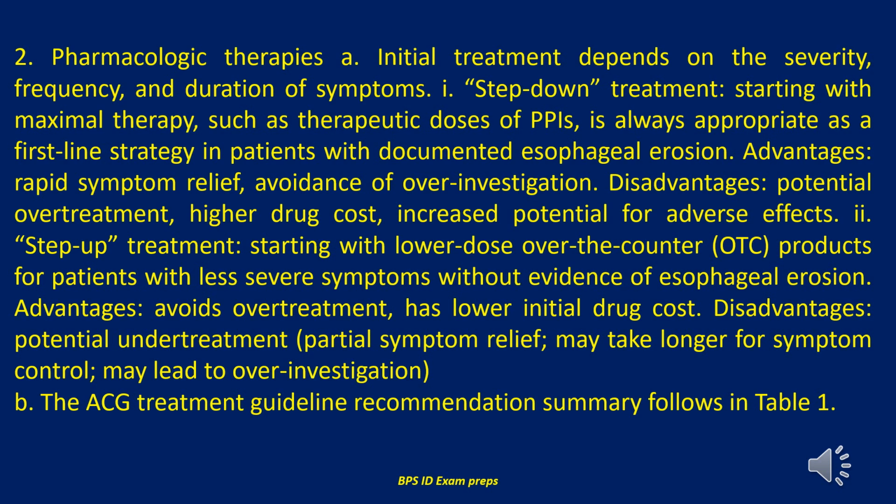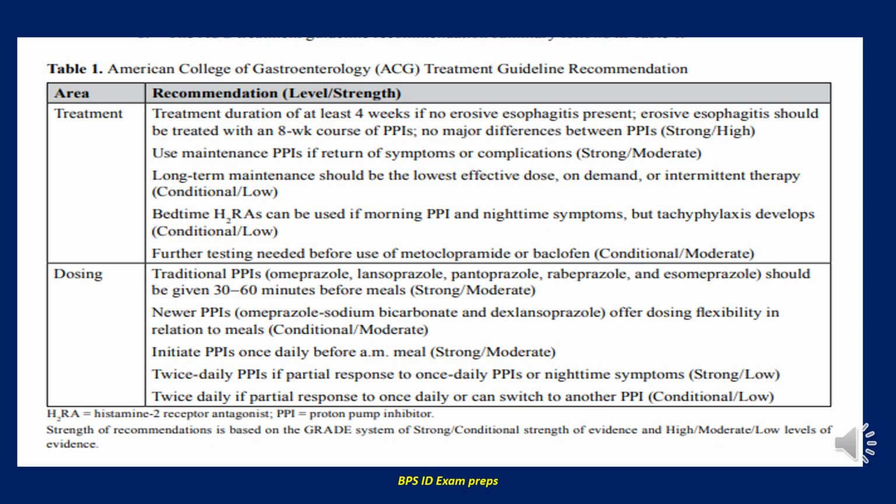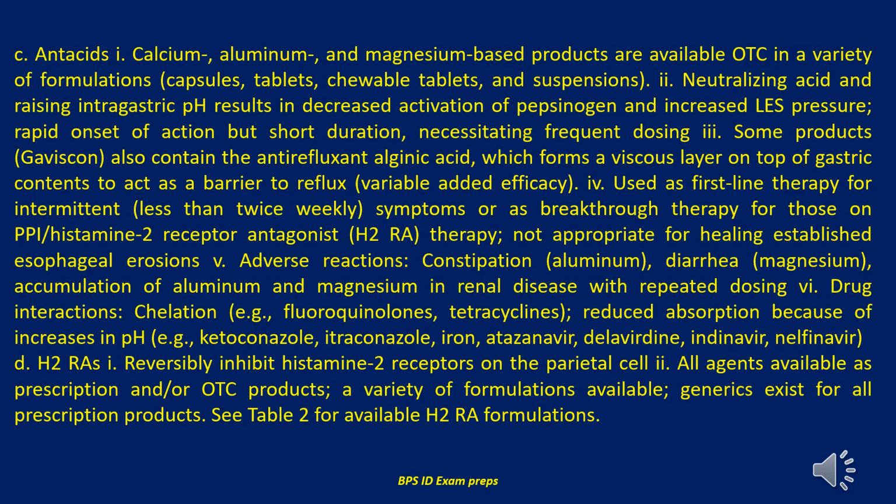B. The ACG treatment guideline recommendation summary follows in Table 1. Briefly pause the video and carefully scrutinize Table 1 summarizing American College of Gastroenterology Treatment Guideline Recommendation. C. We will now look at antacids. 1. Calcium, aluminum, and magnesium-based products are available OTC in a variety of formulations. That is, capsules, tablets, chewable tablets, and suspensions.